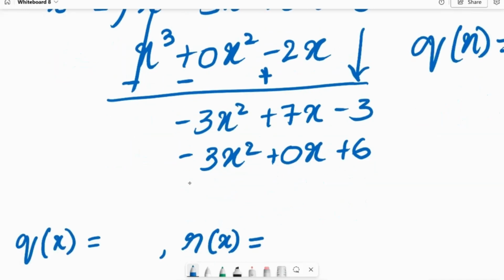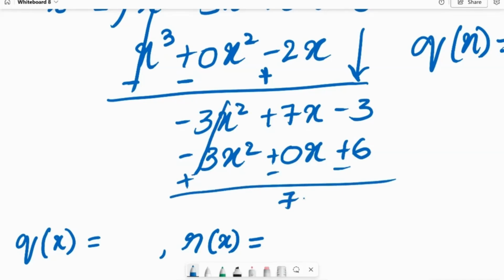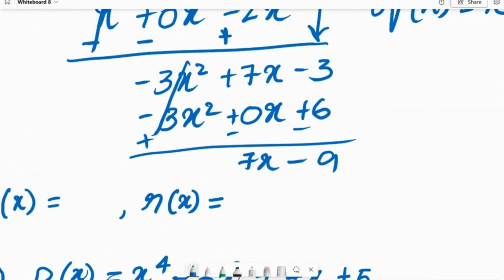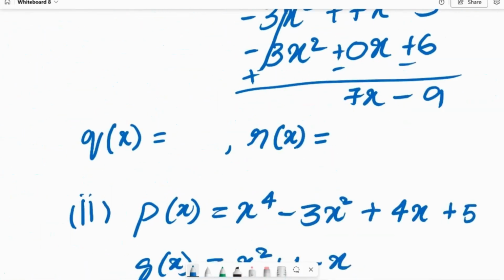And now change all the signs. This would be plus, this would be minus, this would be minus. So minus 3x square plus 3x square would be 0. 7x minus 0x would be 7x. And minus 3 minus 6 would be minus 9. So the quotient we got is x minus 3, and the remainder would be 7x minus 9.